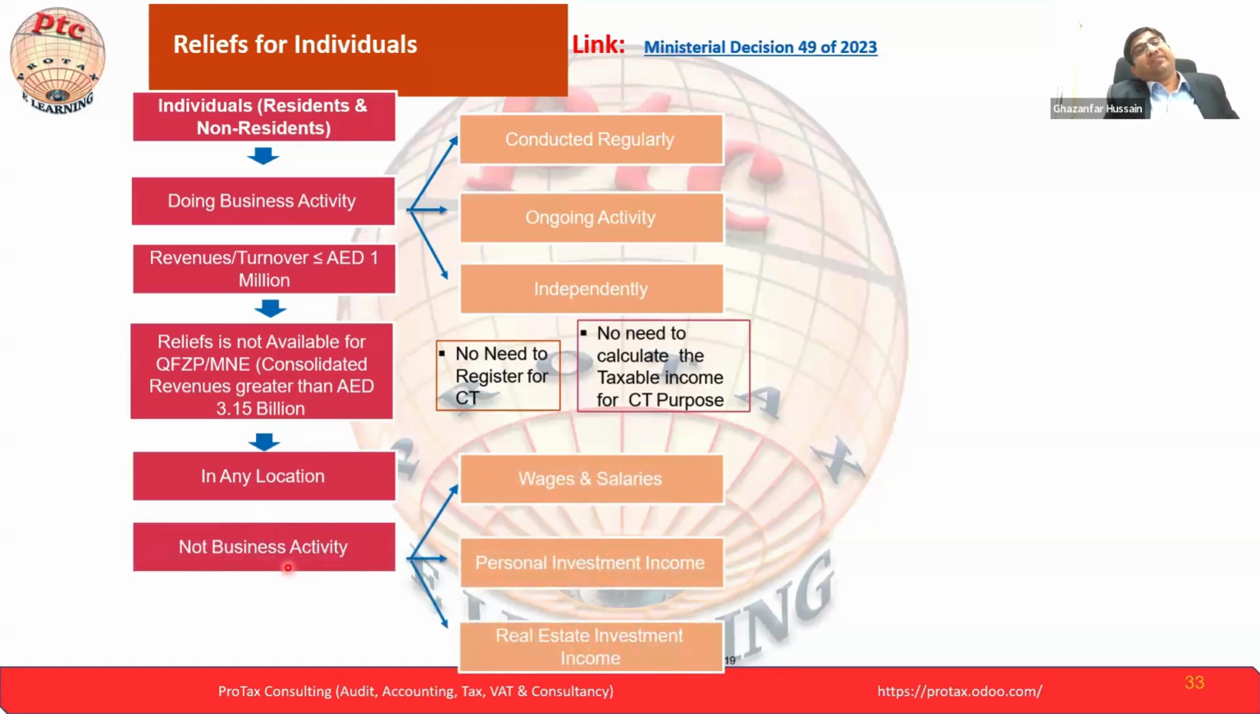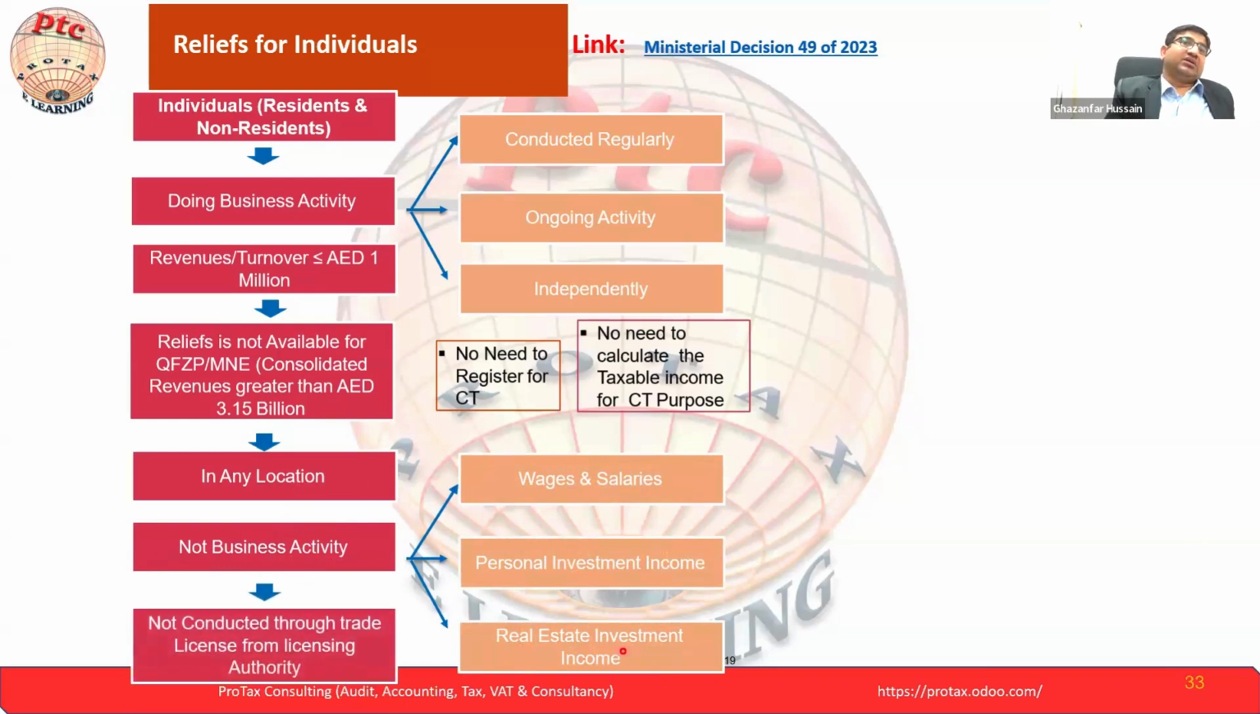The next point, if not business activity. Just now in the previous slide, we understood wages and salary, personal investment, real estate investment income, not through a trade license or requiring a trade license. Let's move to our next.